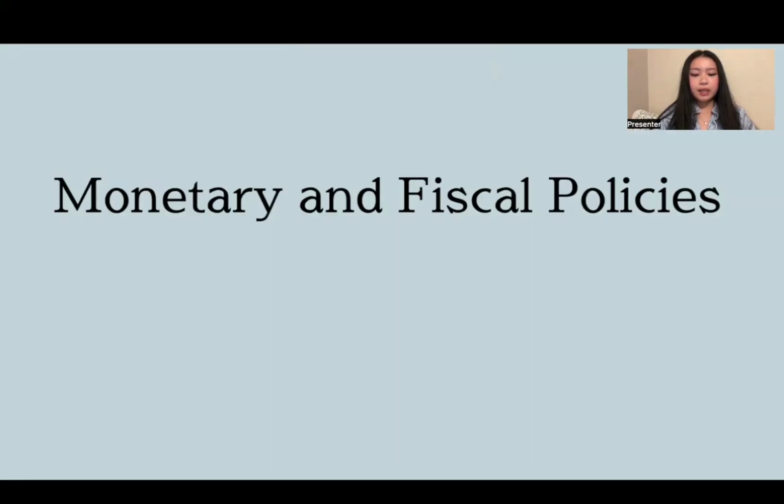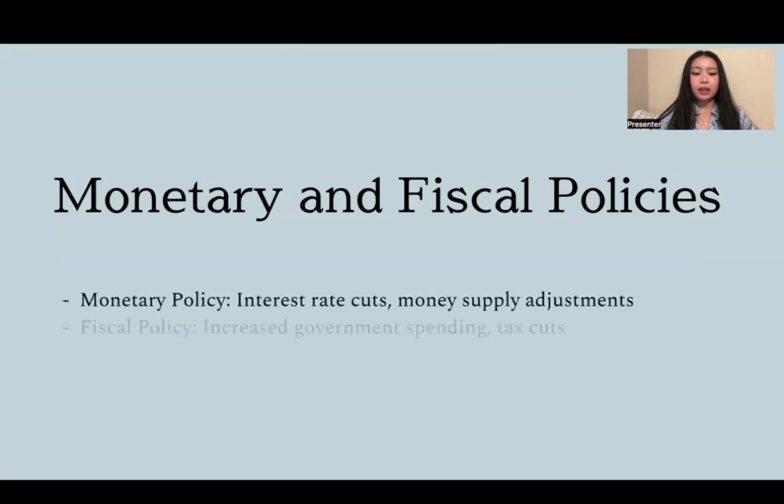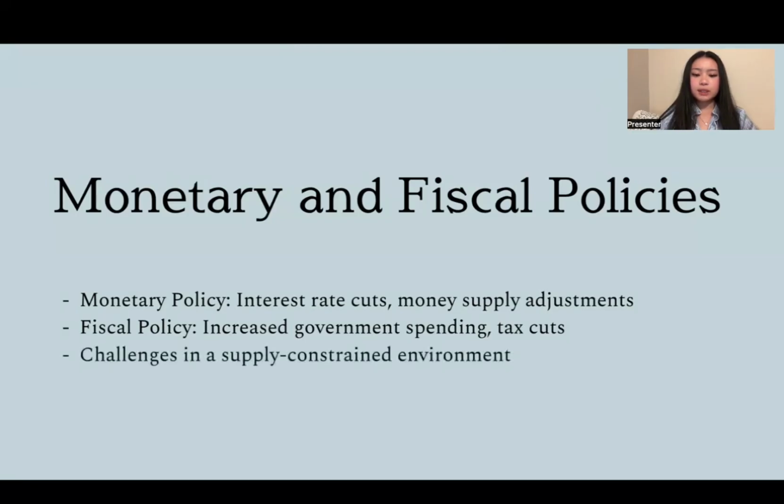When facing a supply-side recession, central banks might lower interest rates to boost spending, and governments can increase spending or cut taxes to stimulate economic activity. But if the problem is that companies can't make enough goods, these actions might not boost production. Instead, they could even push prices higher because the supply of goods stays low while spending increases.